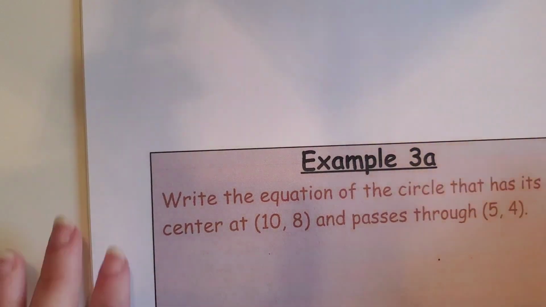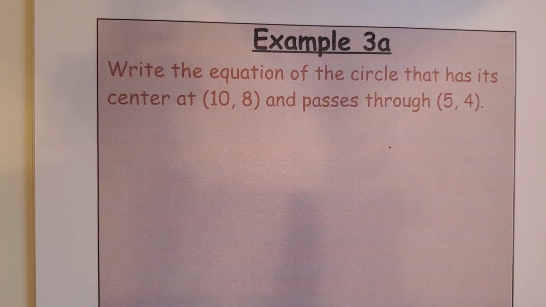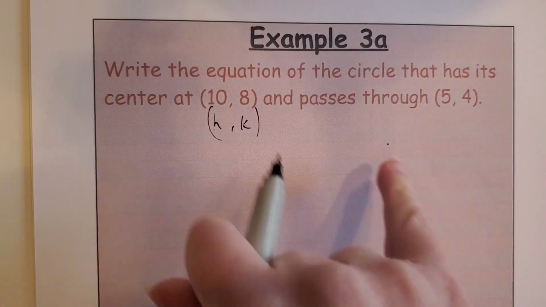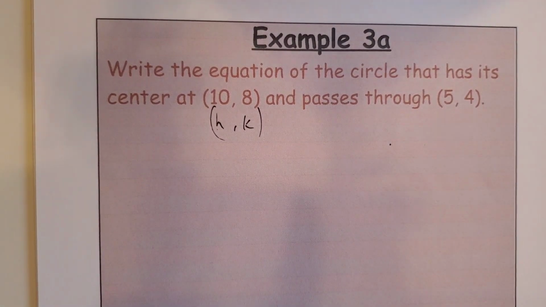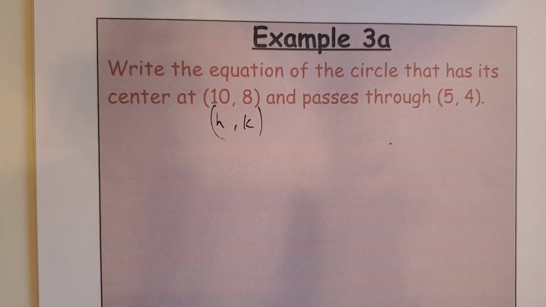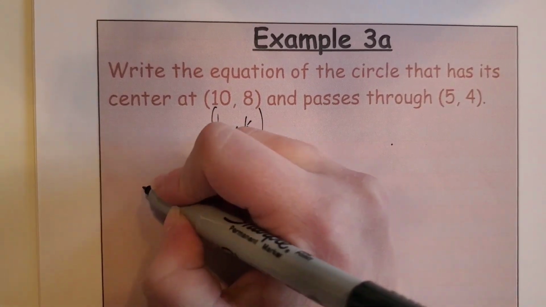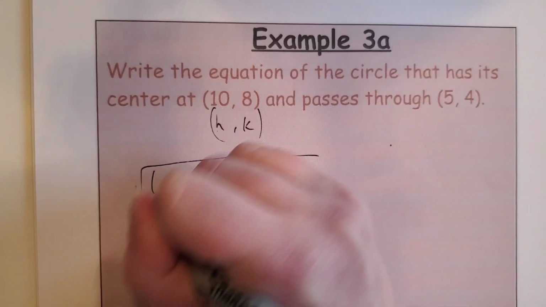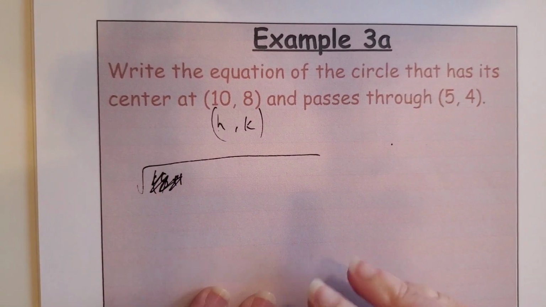We'll do one more. Again, you have one piece of information that you're going to need, h, k. That's your center. And if it passes through this point, the radius is going to be the distance from the center to that point on the circle. So using the distance formula between these 2 points, square root of 5 minus... No. Oh, I'm forgetting the distance formula.